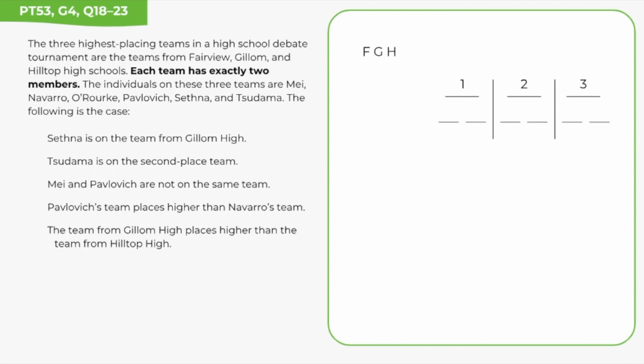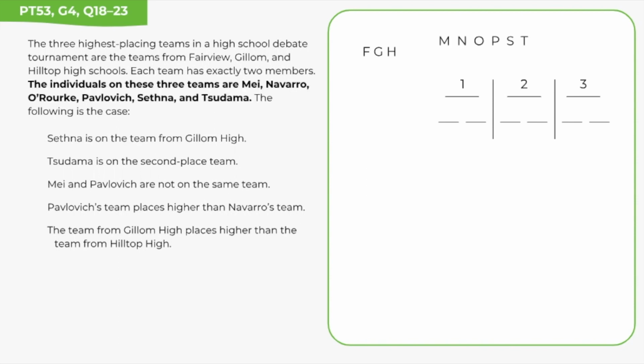And it tells us that each team has exactly 2 members. So we have 2 members on the first place team, 2 members on the second place team, and 2 members on the third place team. Now, we don't know whether the team from F, from G, or from H is first, second, or third, but we do know that there's going to be some element of ordering these teams, it looks like. They also tell us that our players are M, N, O, P, S, and T. So we have 6 players, we have 6 slots, 2 players per team, and we're going to need to order the teams.